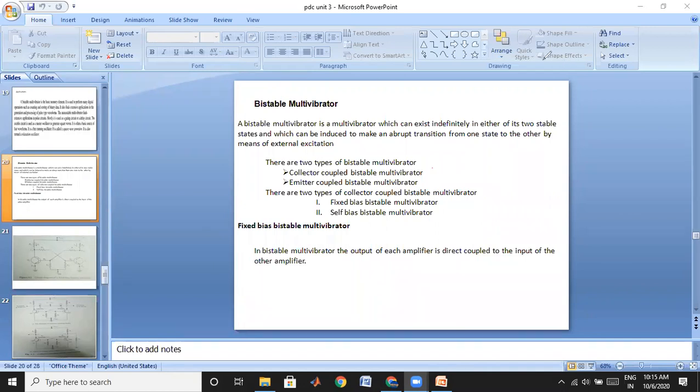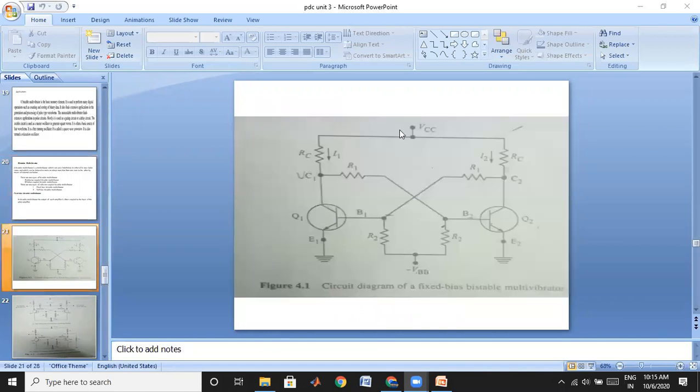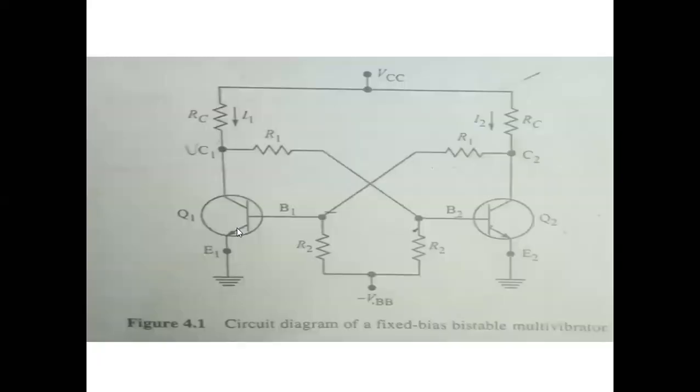Okay, fine. Fixed bias. This is the circuit diagram of a fixed bias bistable multivibrator. Listen carefully. If we understand how this transistor is operating, once we understand the operation, then problems will be very easy.